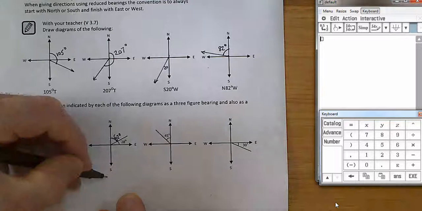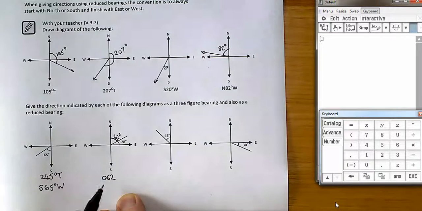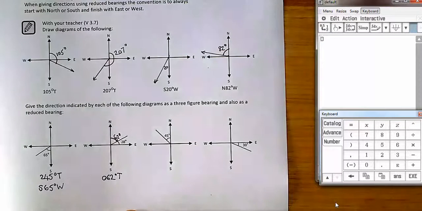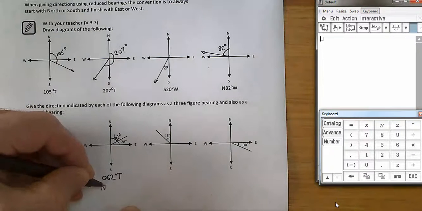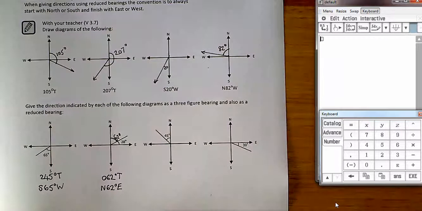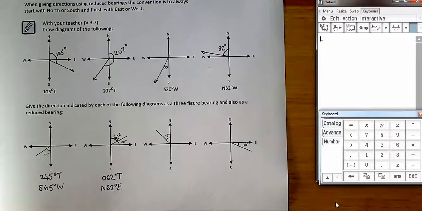So I could write this as 62 degrees true. Now they're sometimes called three-figure bearings, and normally if they're an angle which is less than 100, you normally fill up that and call it 062 degrees true. If I want to write this one as a reduced bearing, I would say from the north rotate 62 degrees towards the east. Now some people say that it's okay to say, well, this could be starting from east, rotate 28 degrees towards the north.